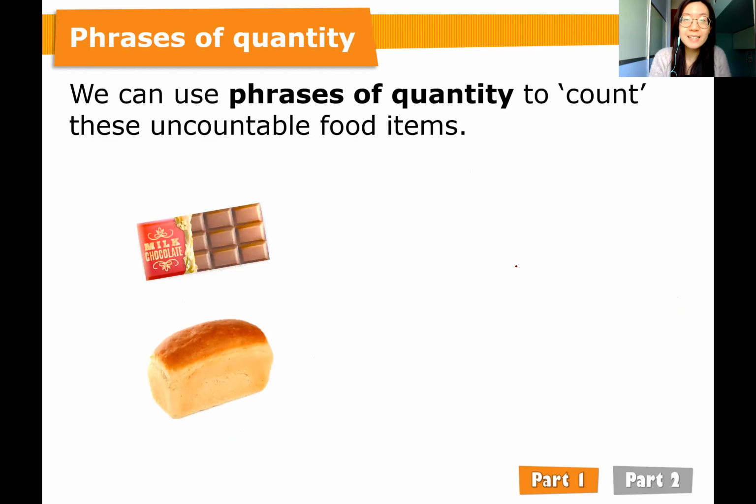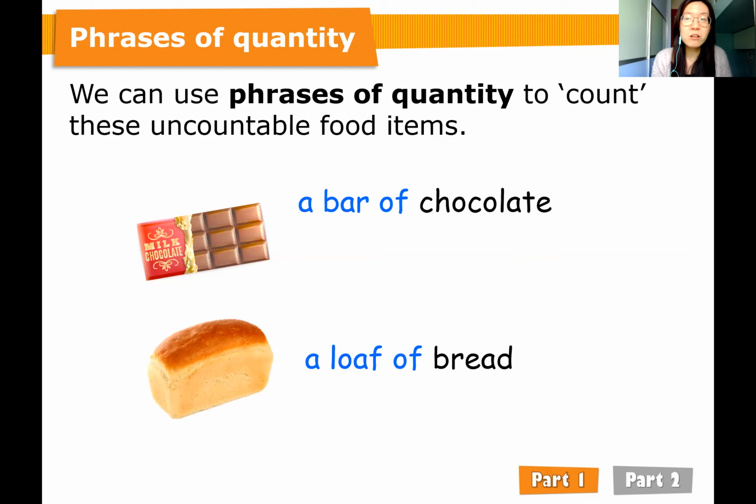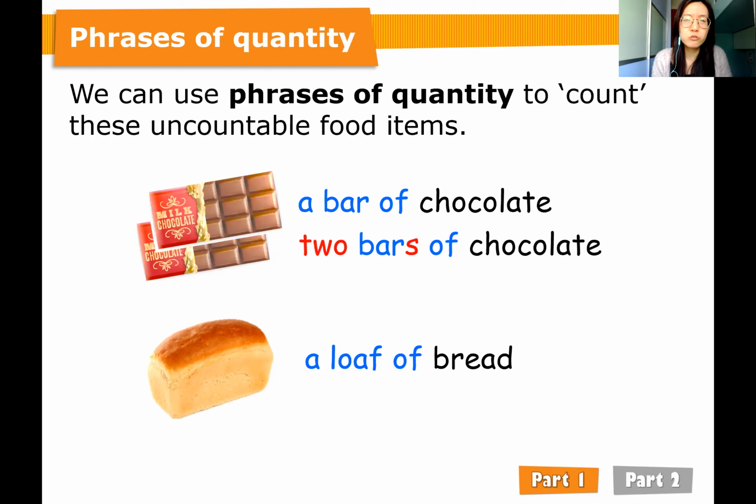How about chocolate and bread? Let's see. A bar of chocolate. Or bread, we can say a loaf of bread. But how about 2? I got 2 bars, so we can just add s here to make it like some kind of countable. So we can say 2 bars of chocolate.